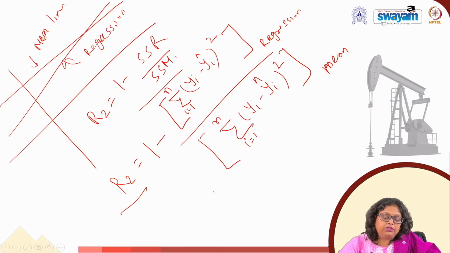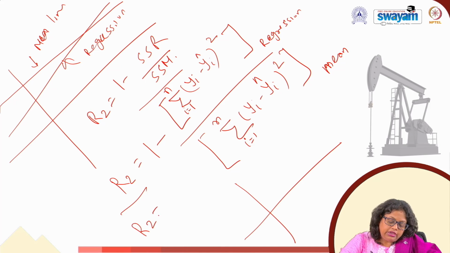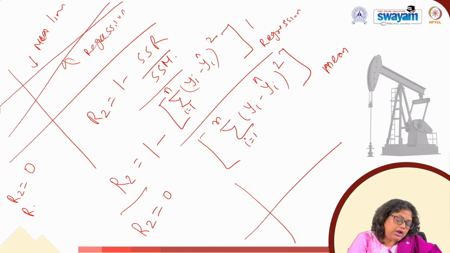So what would be the scenario? You will have this R2 value. It can be 0. So when will it be 0? When these two will become 1. When will it not become 1? What could be the possible values of R2? R2 can be 0, R2 can be 1, R2 can be negative. So these are my possible scenarios with the R2.